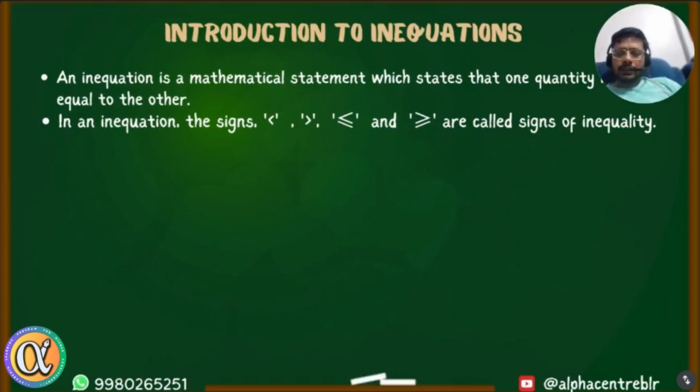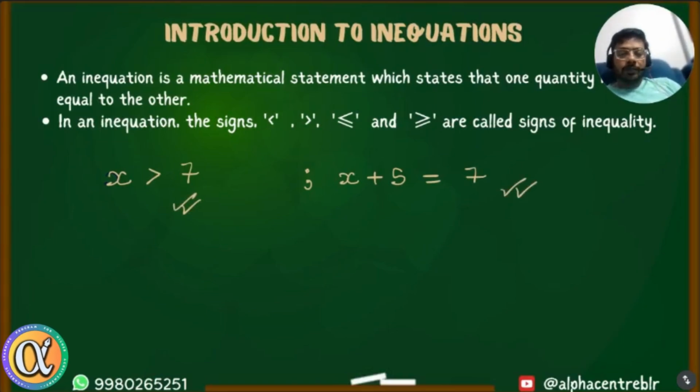So a linear inequation is a mathematical statement which states that one quantity is not equal to another quantity. So for example, if an equation involves symbols like this, x is greater than 7, this means it is a linear inequation. Okay, just for comparison, we can write a linear equation. Linear equations were in this form, like x plus 5 equals 7. This is an example of a linear equation, while this is an example of a linear inequation.